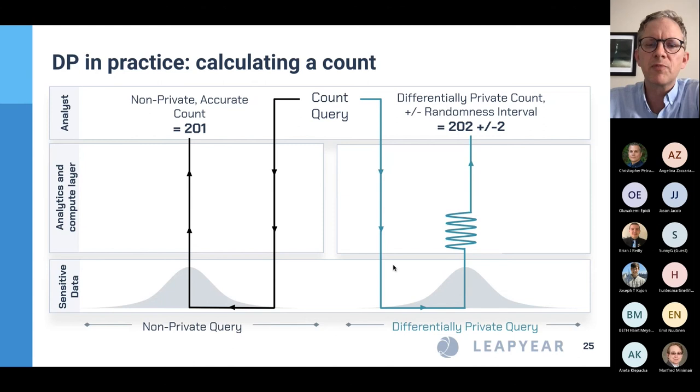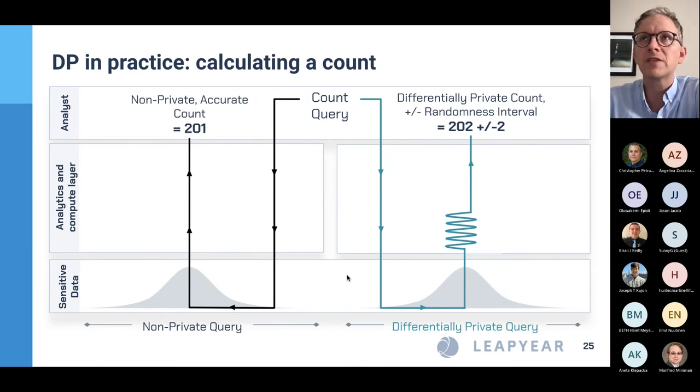Then I run the same query differentially privately. In the flavor of differential privacy that LeapYear does, for instance, the underlying data itself is not manipulated. That data stays the same. So the distributions here are the same, the data looks the same. It's at that point of calculation, as we just illustrated, where you're, say, calculating the count, where you're adding some randomization to the output, such that the result you get back is not precise, but rather approximate with an interval that can be characterized. So that's just a small point, but it's very powerful.